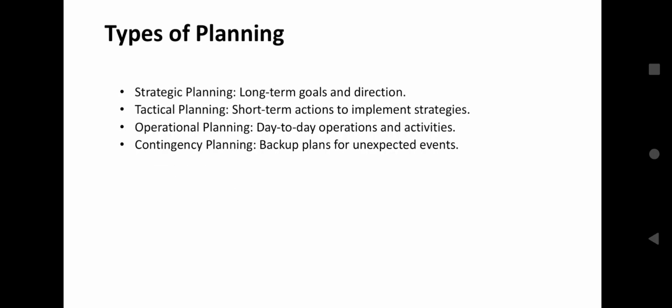Next, there are the types of planning. Strategic planning is a long-term plan, and tactical planning is a short-term plan, the short-term action to implement strategies. Next is operational planning: day-to-day operations and activities. And contingency planning: a backup plan for unexpected events.